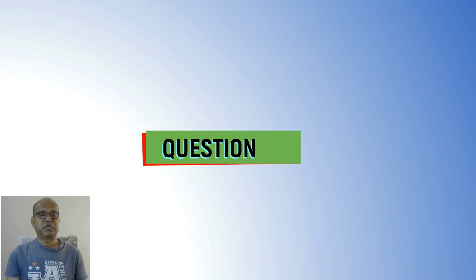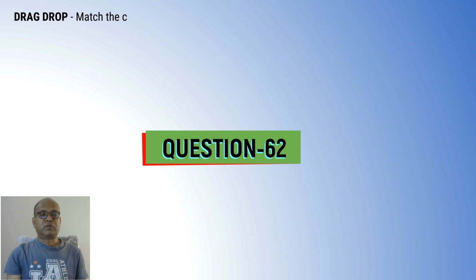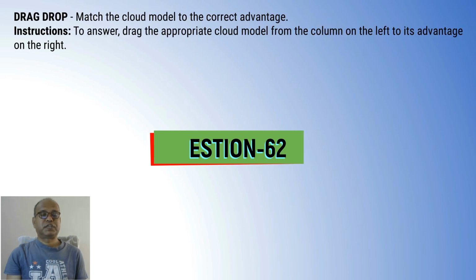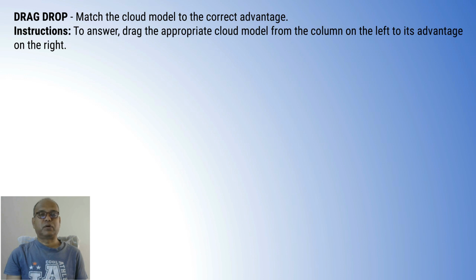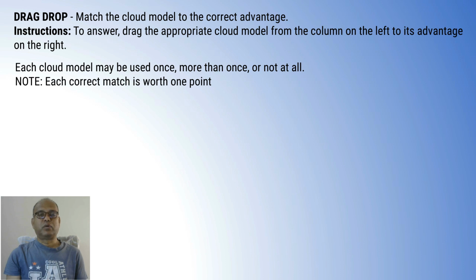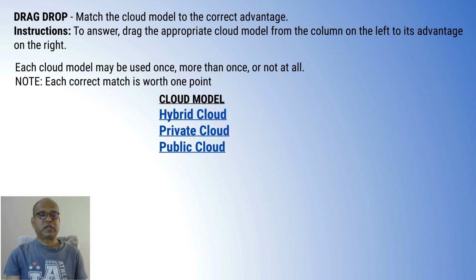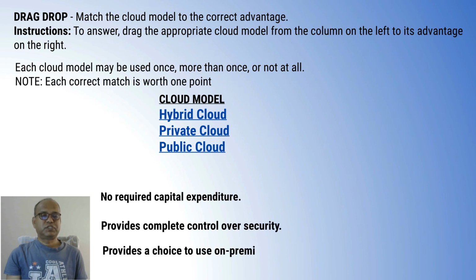Move to the next question, question number 62. Match the cloud model to the correct advantage. Instruction: to answer, drag the appropriate cloud model from the column on the left to its advantage on the right. Each cloud model may be used once, more than once, or not at all. Note, each correct match is worth 1 point. Cloud model: hybrid cloud, private cloud, public cloud. Advantages: No required capital expenditure. Provides complete control over security. Provides a choice to use on-premises or cloud-based resources.